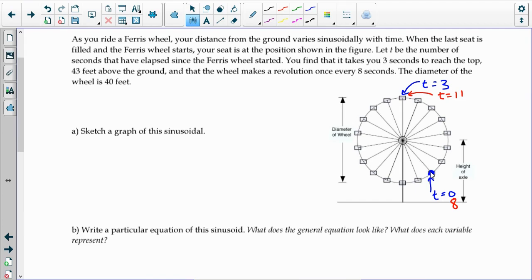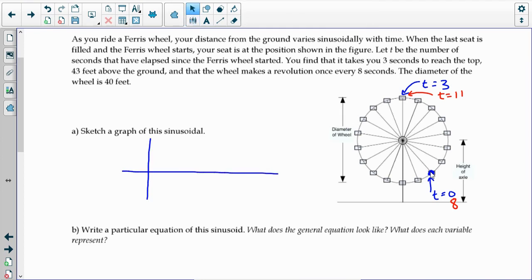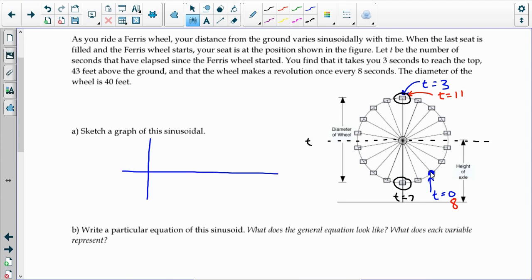So that's really going to help us a little bit more with the problem, because if I want to graph this, I'm probably going to want to think, okay, I'm at the top at 3 seconds. I'm going to be at the bottom at 7 seconds, which means I'm going to be directly in the middle on the left and right at 5 seconds and 9 seconds.